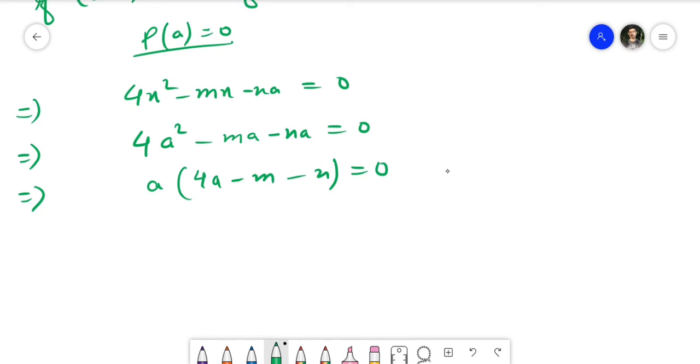Means if you divide 0 by anything, then of course that will be 0 only. So we can do like this, 4a(m − n). But remember, you write this one since a is not equal to 0. Because a can't be 0, we are taking it common, isn't it? So a cannot be 0. Remember that. So we can write like this.